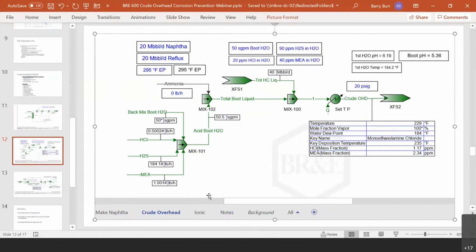For the most part, your task would be to collect the plant data for your naphtha flow rate, your reflux flow rate, the flow rate of your boot water, and then the composition of these species in your boot water.